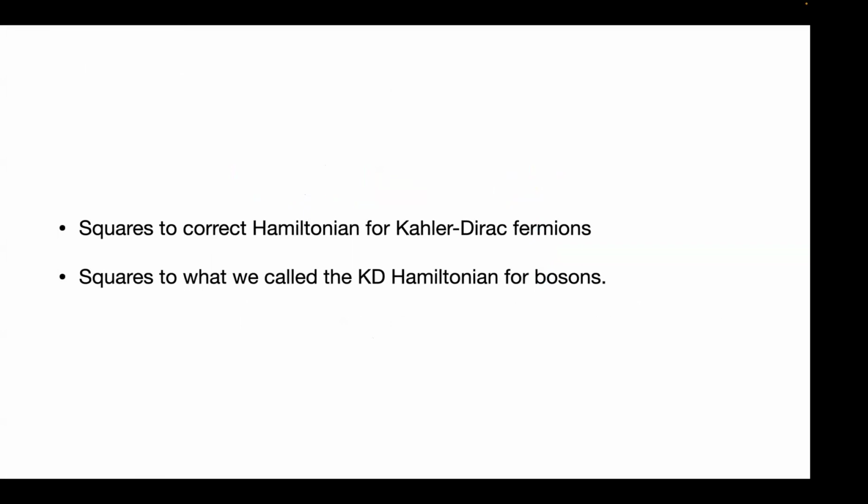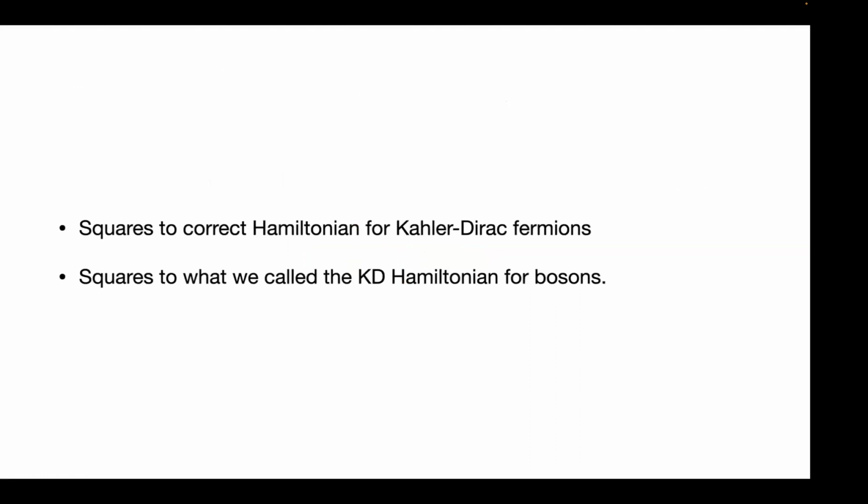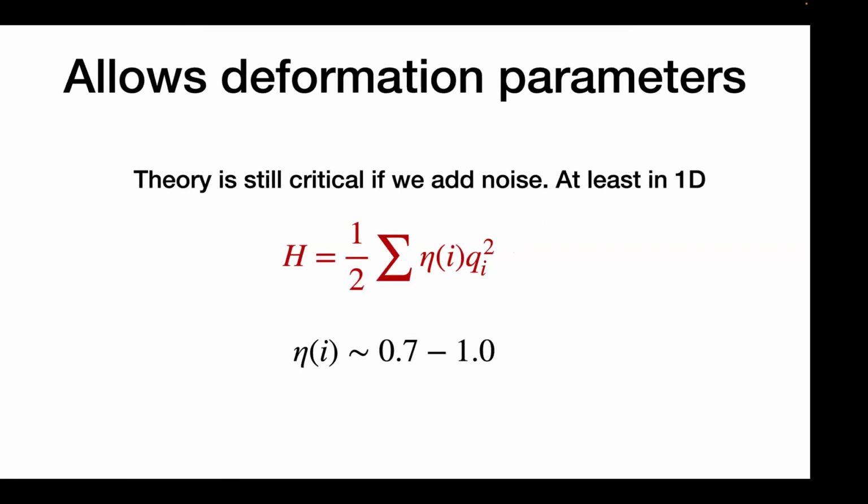So if you do this in 1 + 1 dimensions, you get that the Kahler Dirac fermions are Majorana fermions, and the Kahler Dirac boson is this boson that I had before, which was the staggered boson. And the Majorana fermions are also known as the staggered fermions, so the staggered fermion and the staggered boson show up the same way. And then if you add a little bit of noise, the theory is still critical. And then you can also do this with supersymmetry. And then when you do that, you can get more information of the system.